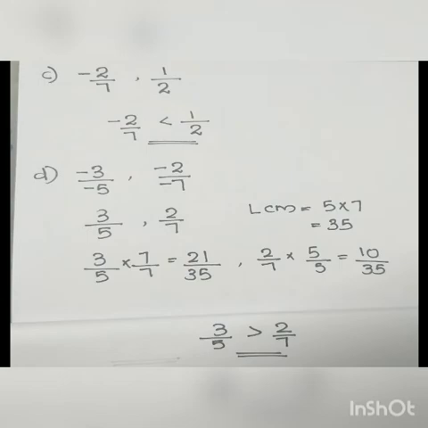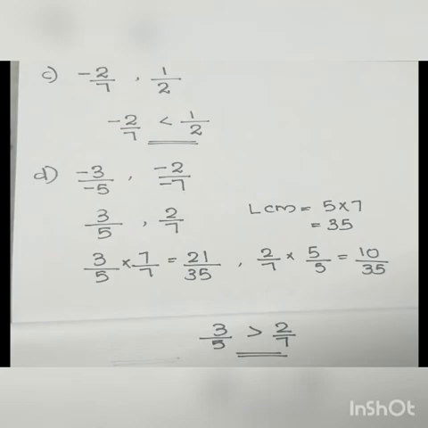So 4 types we discussed here. If both are positive rational numbers, use the normal method of comparing fractions, that means finding the LCM, converting to like fractions and comparing. If both are negative rational numbers, without the negative sign, you compare and then reverse the order. If one is negative and one is positive, the positive rational number is always greater.